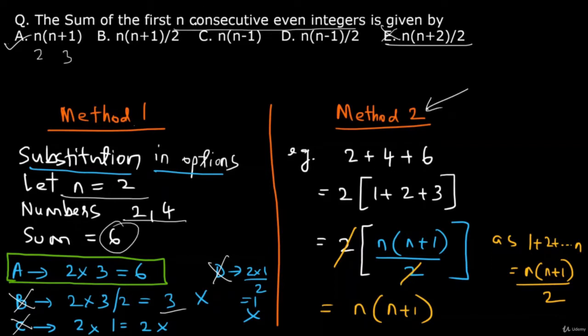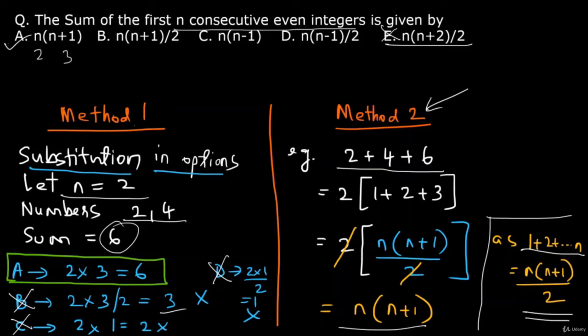Let's take for an example the first three consecutive even integers. That's 2, 4 and 6. Now 2 plus 4 plus 6, if you write it like this, you can see that 2 is a common factor of these three terms. So let's take out 2 and this becomes 2 into (1 plus 2 plus 3). Now we know that 1 plus 2 up to n is equal to n into (n plus 1) by 2, right? This we have discussed in the previous videos. So let's substitute that over here and you get 2 into (n plus 1) by 2, right? If you have n terms, that's also equal to n into (n plus 1). And hence the answer to this question is option A.